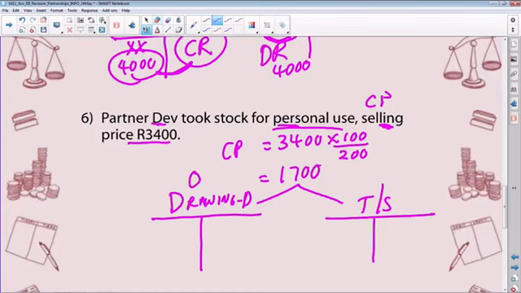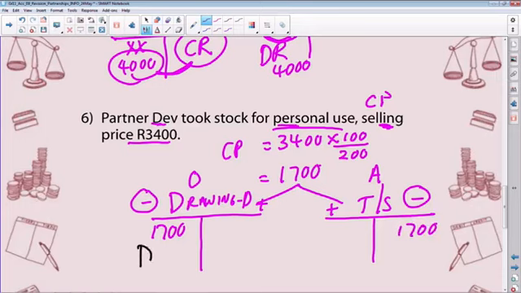Drawings, owner's equity, minus. Once again, partner is taking something out of the business, so owner's equity is now going to decrease by 1,700, not 3,400, guys. Just be careful there. And then trading stock is an asset. The partner is taking the stock out of the business, so trading stock is now going to decrease by 1,700. So there's my account debit and my account credit, and there's the impact on assets and the impact on owner's equity.